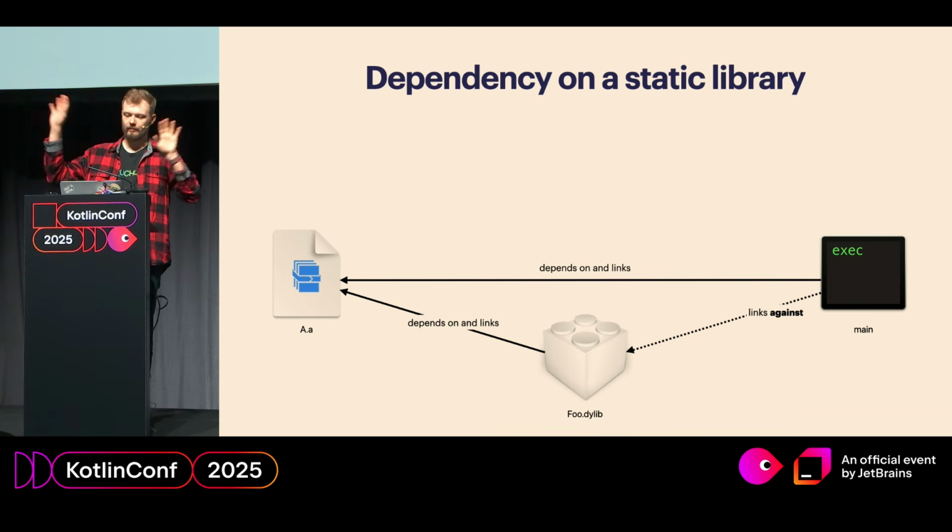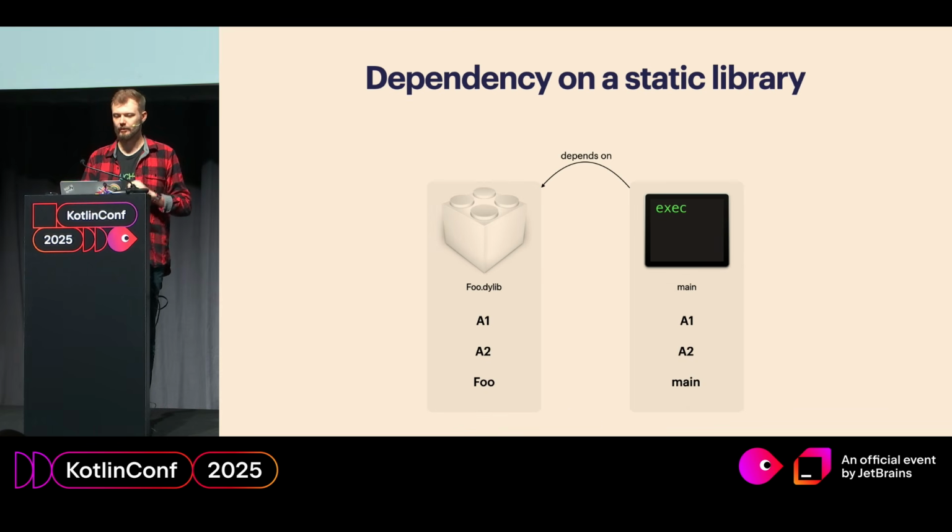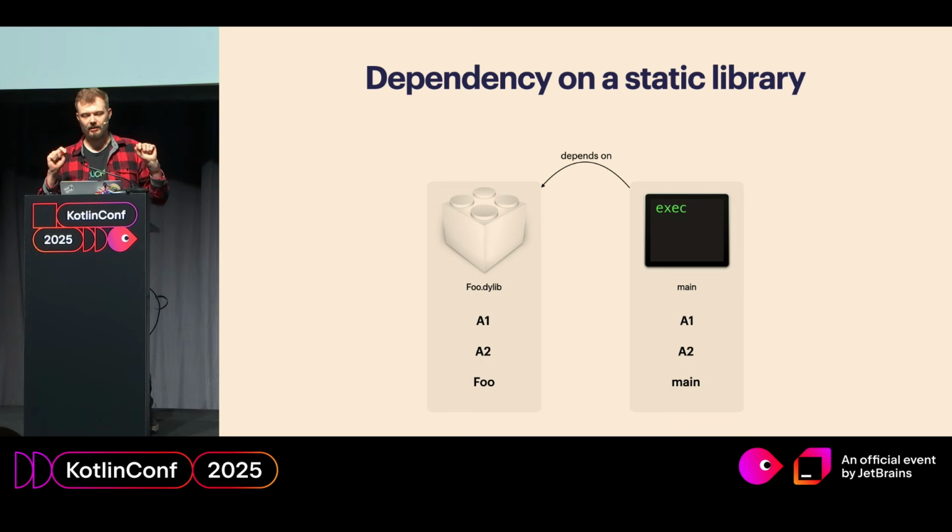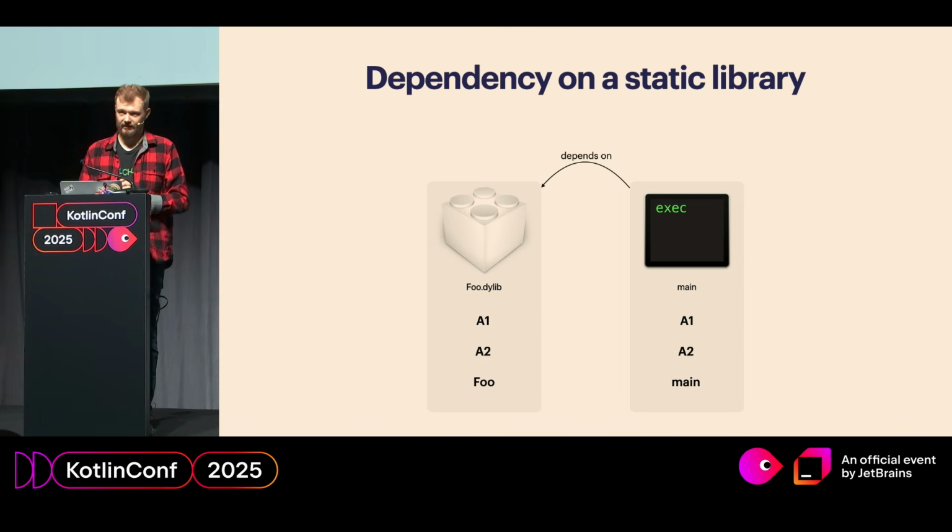So we have those two things, they both depend on a static library A. So what happens is both of them now include A1, A2. Those are the two symbols that we've been talking about some time before. Duplicate symbols, in very, very special cases, can be used. But most of the times, you don't want duplicate symbols.